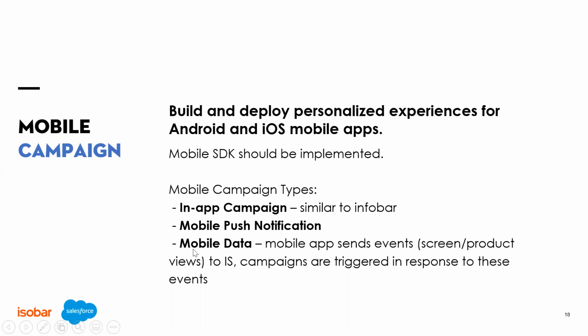The last campaign type related to the mobile app or mobile channel is mobile data. With this mobile data, the mobile app sends events like screen views or product views. These events are sent to Interaction Studio, and campaigns are triggered in response to these events. So basically we use this mobile data, or data that we track in the mobile app, for triggering the campaigns that we set up in Interaction Studio. That is in terms of mobile.